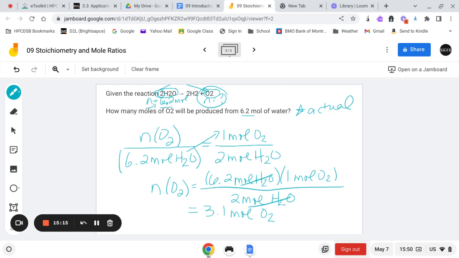So there are a couple of examples for you to see how we actually set up a mole ratio. Sometimes you don't need to set up the ratio. You can just do it in your head, which is fine too. But sometimes if it's more complex numbers, we need to set it up so that we don't make any errors.